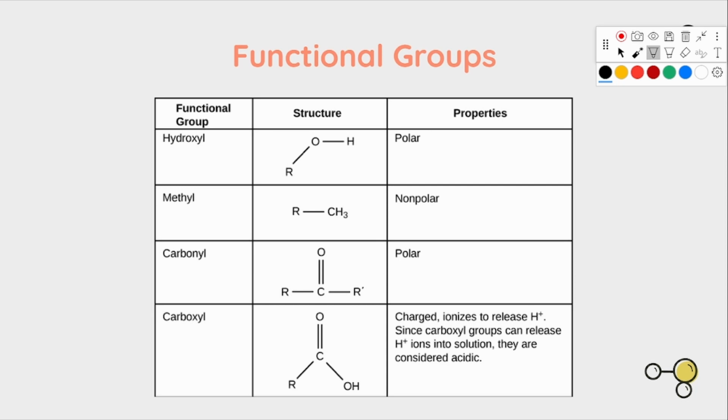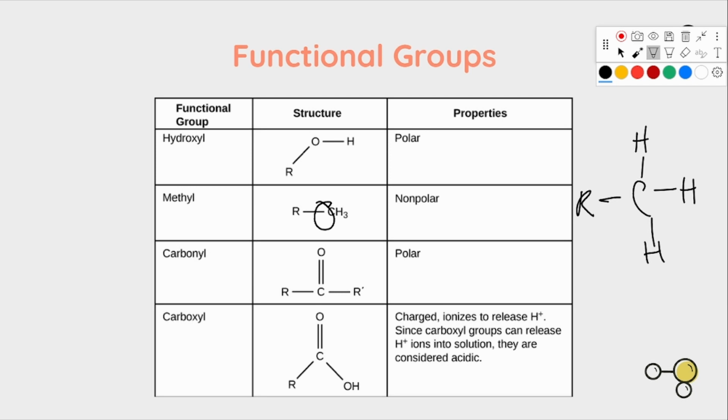First is the hydroxyl group, which contains an OH group and is polar and is often found in glucose and alcohol. Next, we have methyl, which contains a carbon atom bonded to 3 hydrogen atoms. Once again, we can see how the tetravalence of carbon is going to be really beneficial, because carbon here is bonding to 3 hydrogens, and it's bonding to the rest of the molecule.